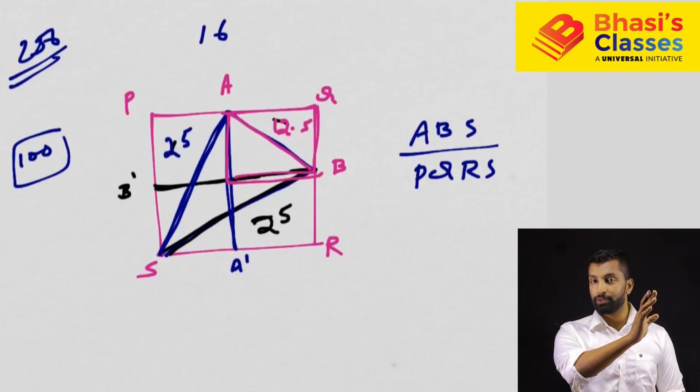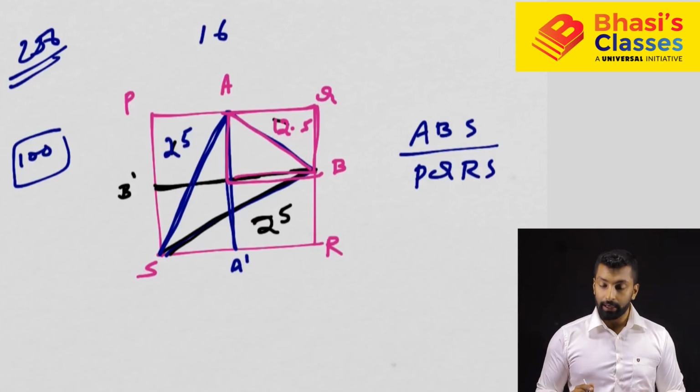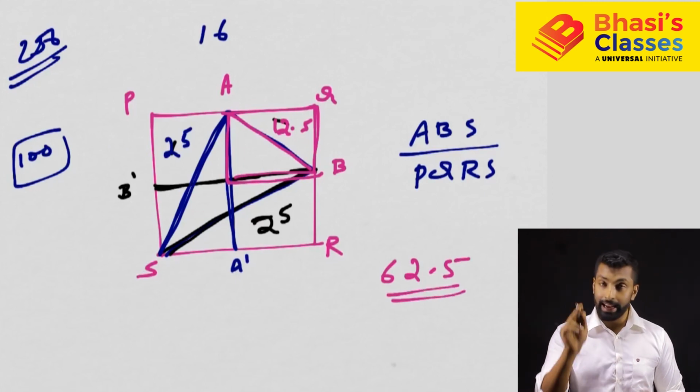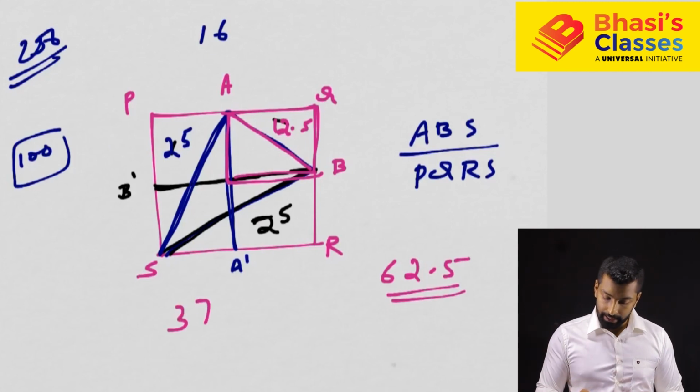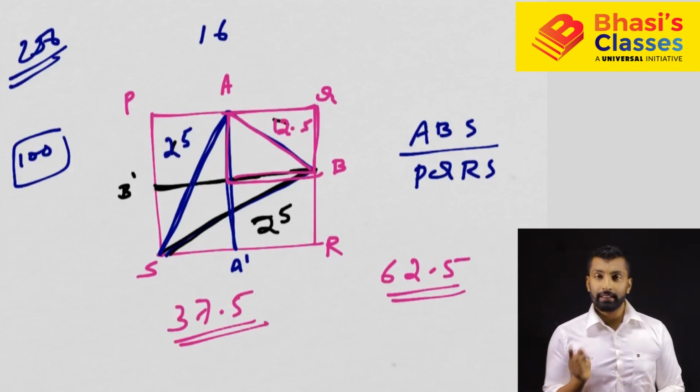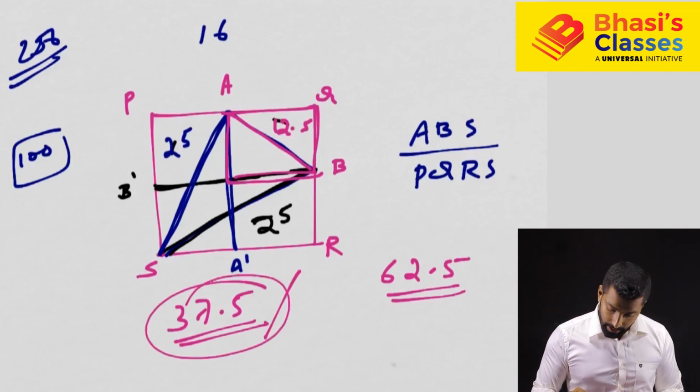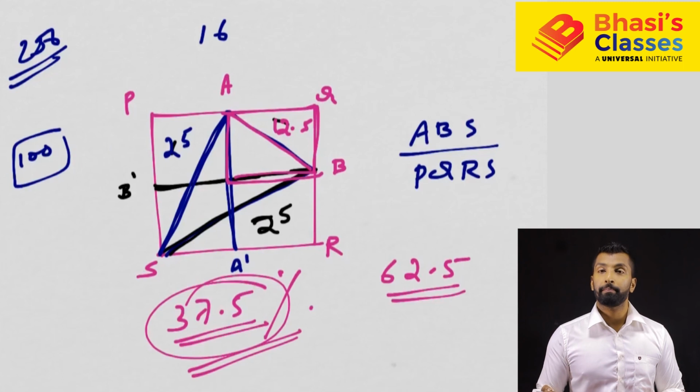One is 25, the other is 25, and one is 12.5. So what is the total outer area? 62.5 is the total outer area. So what is the area of the triangle? That is going to be 100 minus 62.5. That is 37.5. If the total is 100, 37.5 is the area. If it is something else, 37.5% is the area.